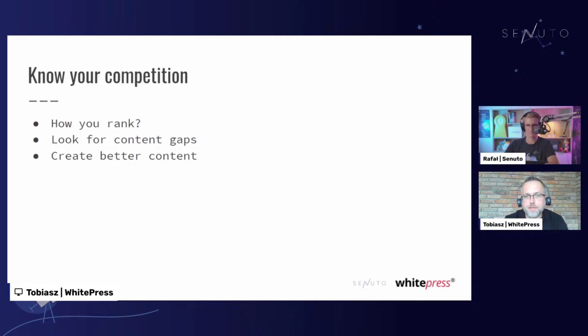This is not really something difficult. You need to deliver better content to your users than the competition does, and look for content gaps. As Rafał showed us in Senuto, there is a tool for it. You can look for content gaps. That means what others write about, and you are lacking this information. This is a very good method: analyzing your competitors' websites, gathering what they write about and you don't.